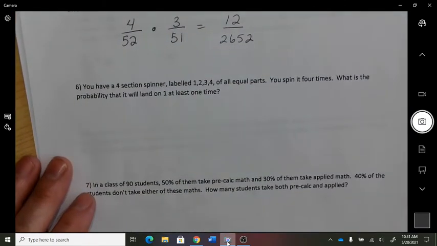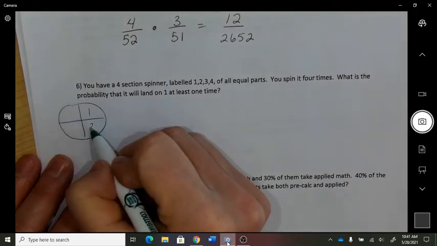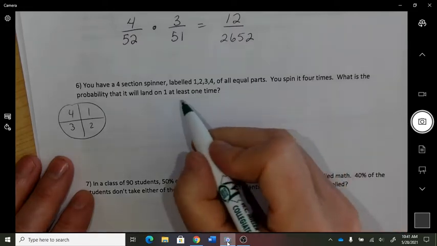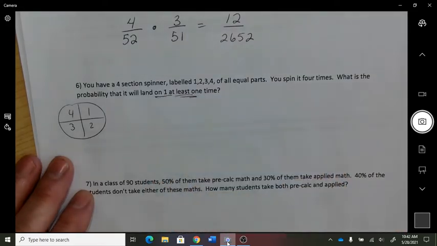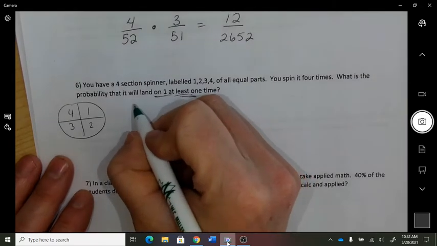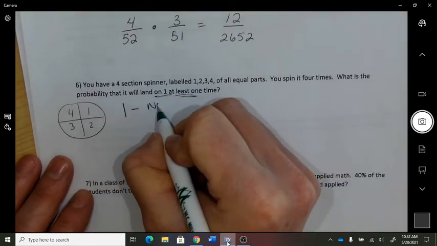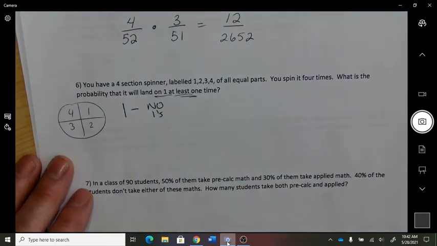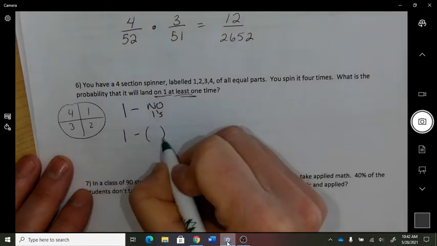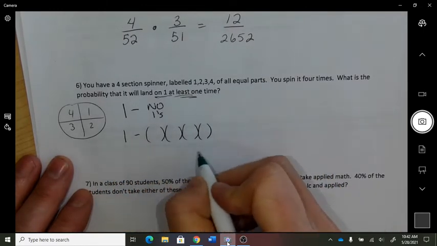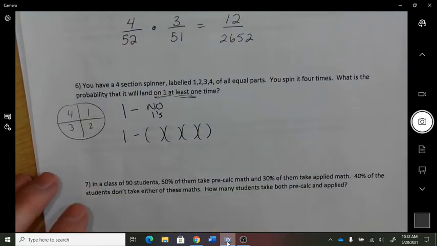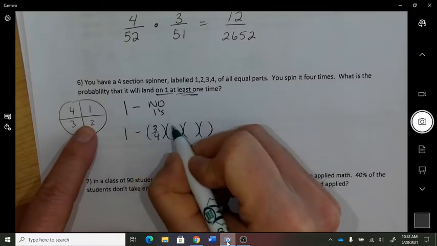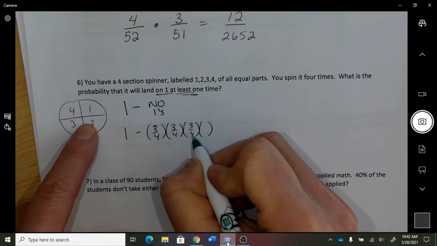You have a 4-section spinner labeled 1, 2, 3, 4. You spin it 4 times. What's the probability that you're going to get the 1 at least 1 of the times? So you could do this 2 ways. 1 minus the opposite. So the opposite is not ever getting a 1. So if I don't get a 1, you spin it 4 times. So what's the probability that you don't get the 1? 3 out of the 4. You don't get a 1, you don't get a 1, you don't get a 1.